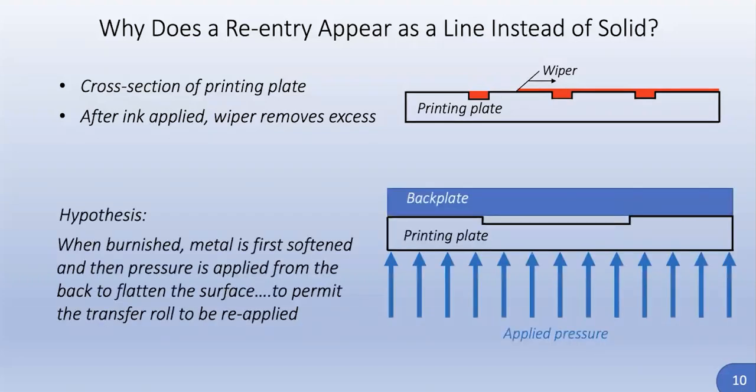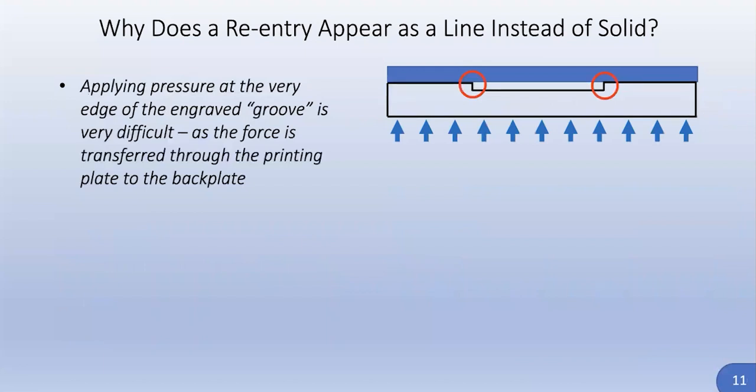The hypothesis is that when it's burnished, the metal is first softened, because it's hardened to be able to serve as a printing plate, and then it's soft. It changes state from hard to soft during the process. Metal is first softened, and then pressure is applied from the back to flatten the surface, to permit the transfer roll to be reapplied. But applying pressure at the very edge of the groove here, right there, and right on the inside there is very difficult, as the force, when you're pushing, the force vector isn't going to collapse this little piece. It's going to go right through the solid plate and transfer it onto the back plate.